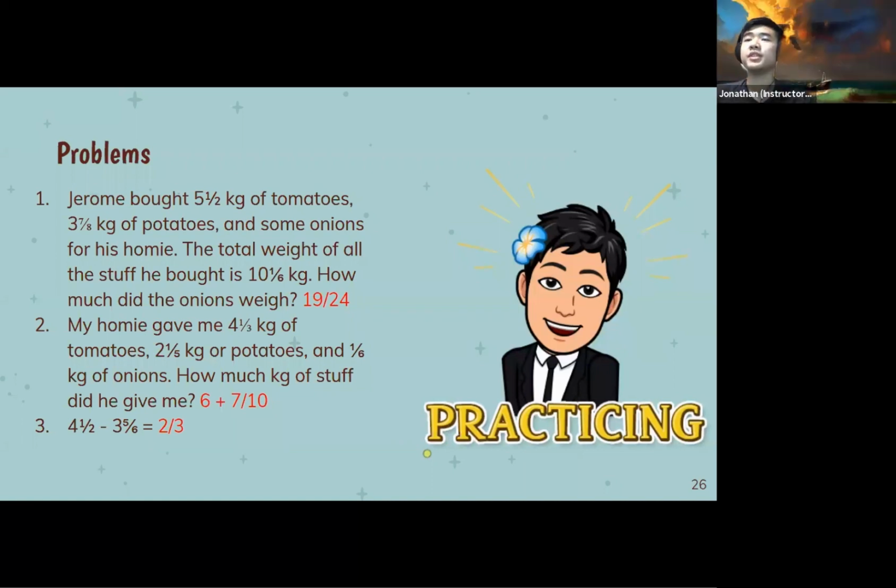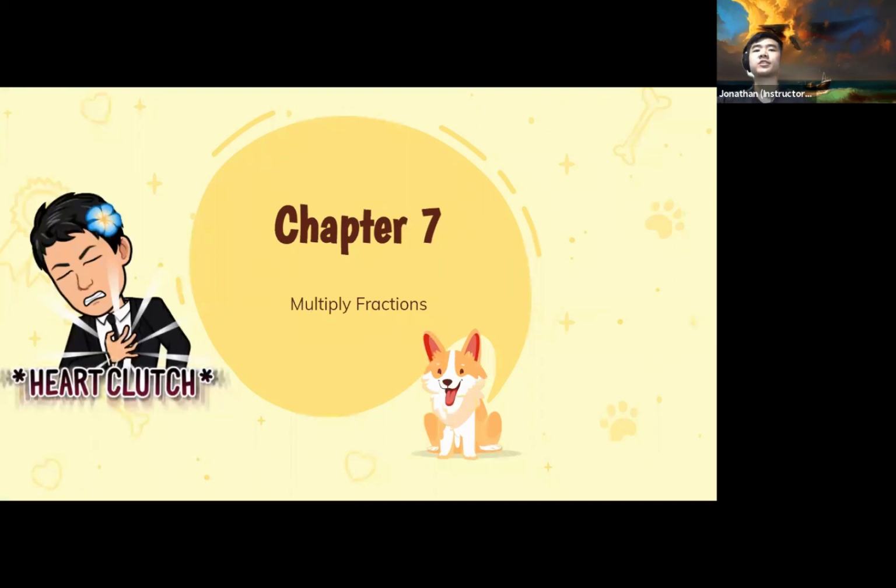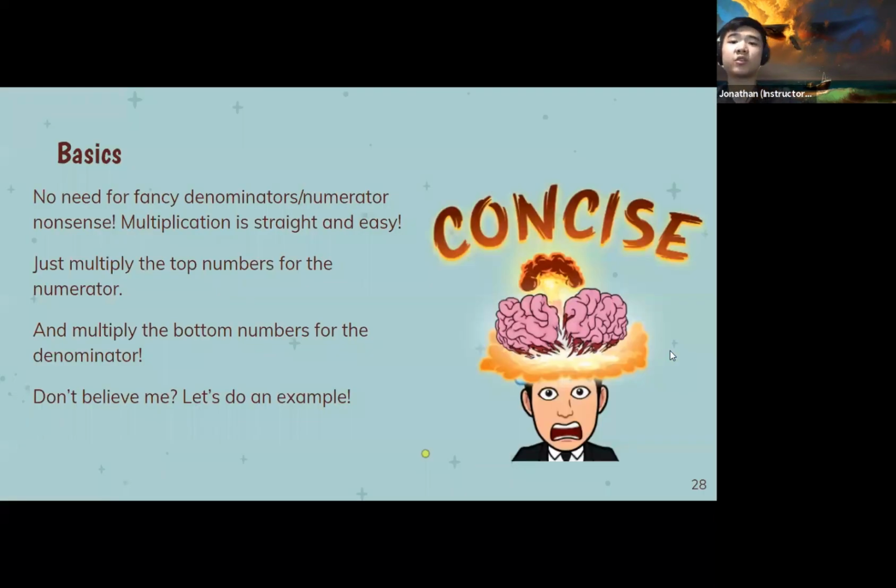All right, so I believe it has been indeed around 5 minutes. So we're going to continue with chapter 7, which is multiplying fractions, which is a lot easier. I promise you guys, a lot easier than adding and subtracting fractions. So how do we do this? We don't need to worry about denominators, numerators. We don't need to worry about equivalent fractions. Multiplication is straight and easy.